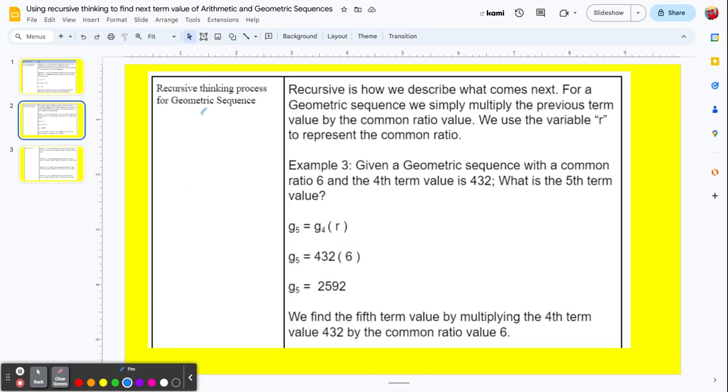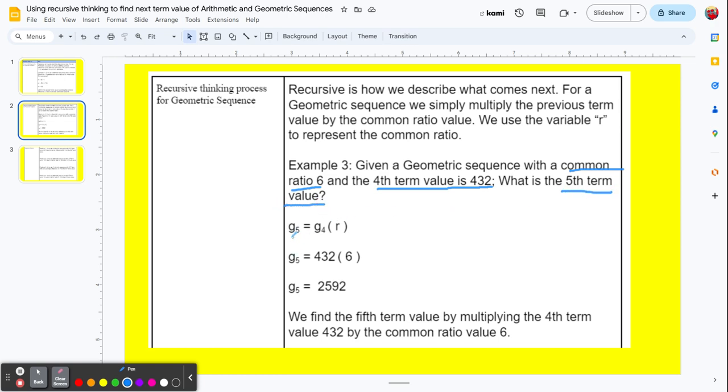For a geometric sequence, what we're going to do is take the previous term value and then multiply that by the common ratio to get the next term value. So our example here is we have a common ratio that is 6. The fourth term value is 432. The question is, what is the fifth term value?